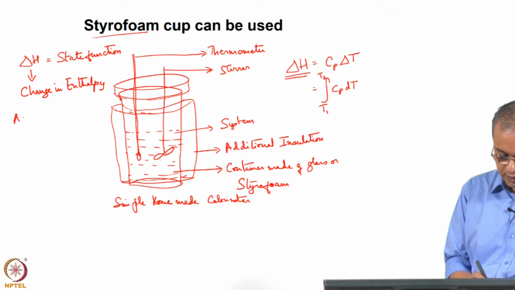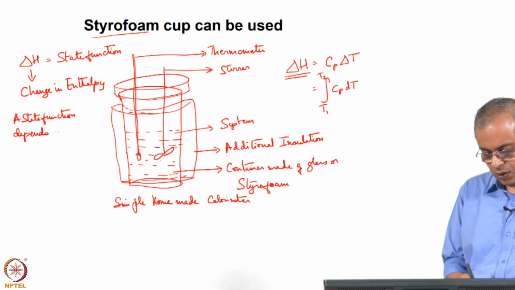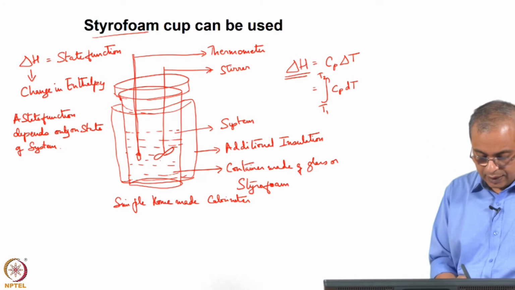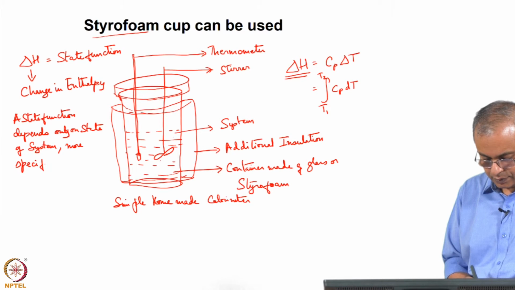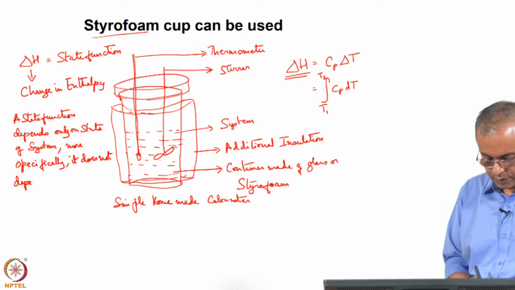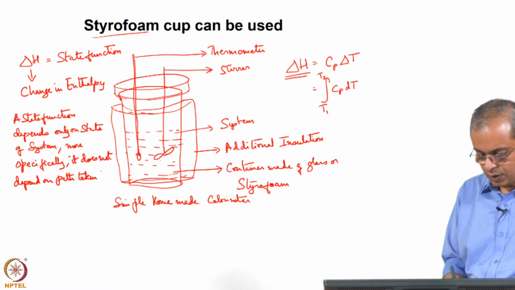So, a state function depends only on the state of the system. More specifically, it does not depend on the path taken to arrive at that state.